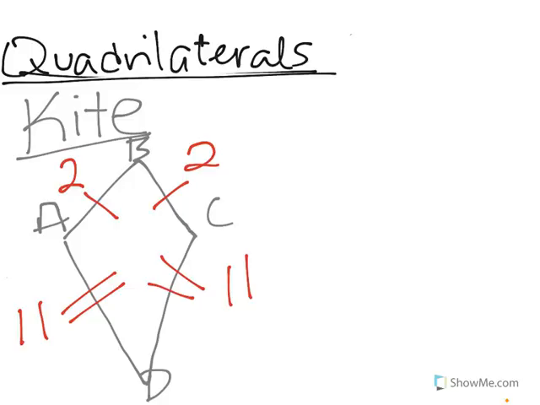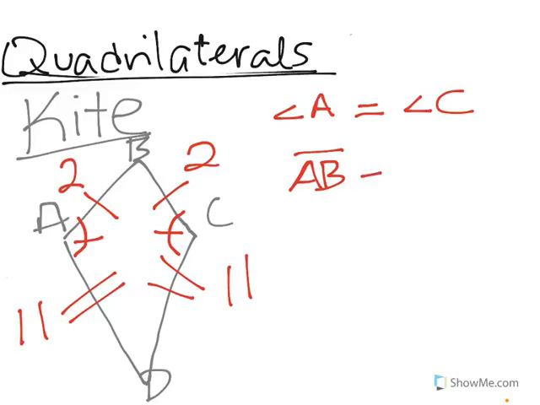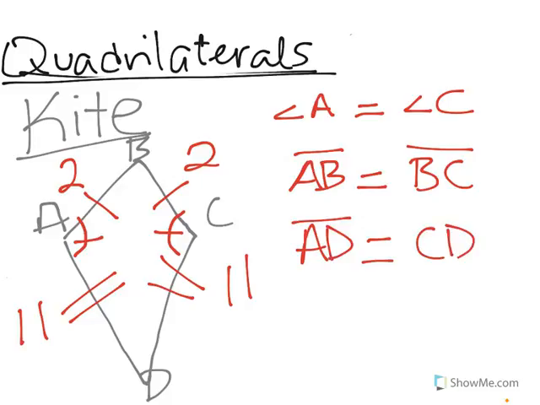Now, looking at this, you will notice at the same time that there is one set of congruent angles, and those are opposite. The angles are opposite to be congruent. So angle A is equal to angle C. Side length AB is equal to side length BC. AD side length is equal to CD. Those are the characteristics of a kite.